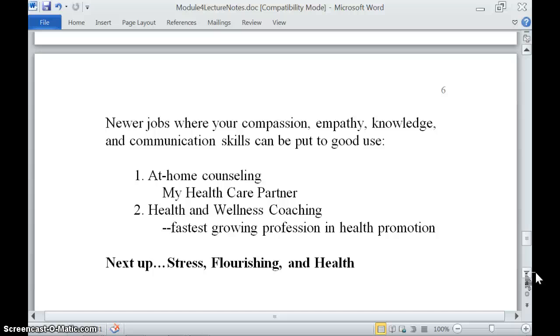So that's the end of Module 4, Patient-Provider Relationship, and that's going to move us into the last module of the course, which is Stress, Flourishing, and Health. And I kind of like to use both of those in the last module because it's not just a matter of coping with stress, it's a matter of flourishing in your life, and I like to end on a positive. And we'll do that in Module 5.